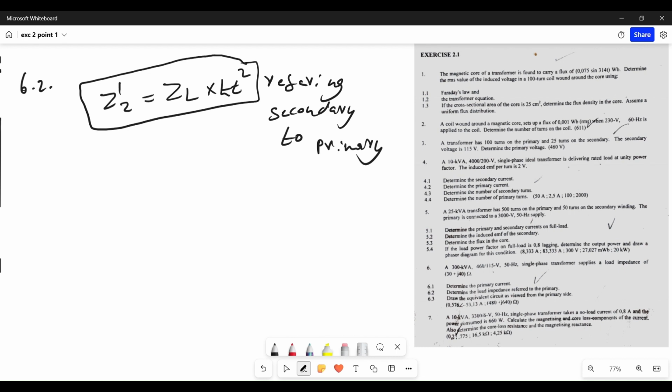It doesn't matter whether it's impedance or resistance or reactance, whatever it is on the secondary, you take it and multiply it by kt squared, and that gives you the value on the other side. So if my Z load is on the secondary, I multiply it by kt squared, and then it gives me Z prime 2 on the other side. That's how we do it.